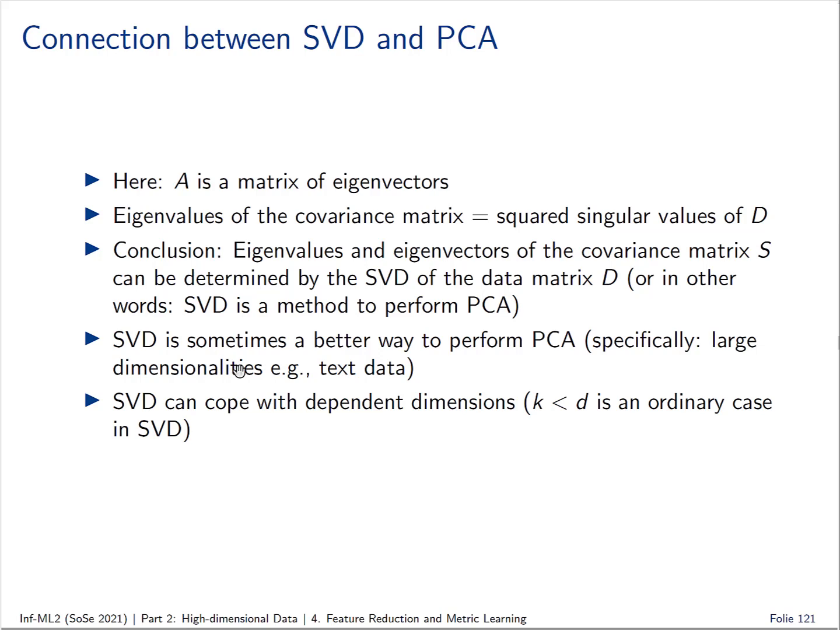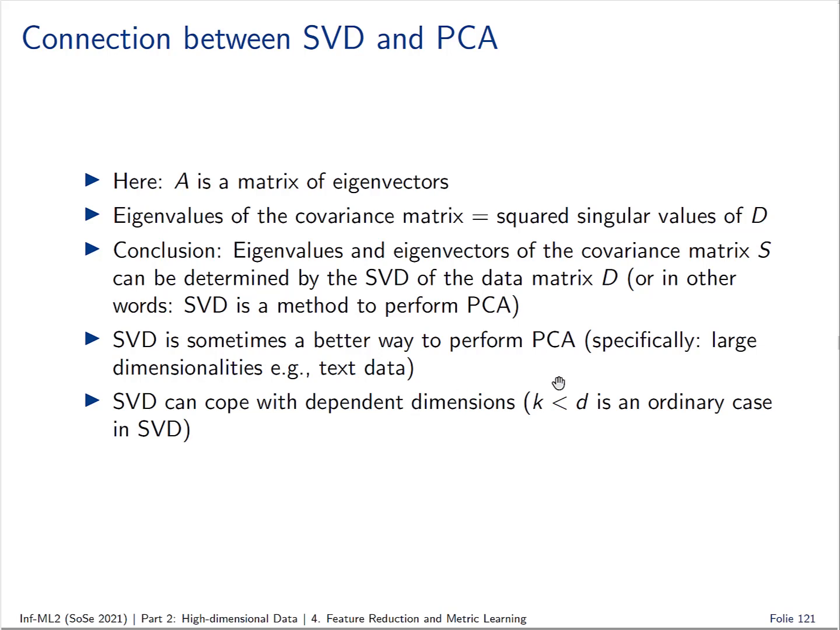And why should it sometimes be better to perform PCA by computing the SVD? Well, especially for large dimensionalities, SVD is much more stable than PCA, especially if you have a lot of dimensions and a lot of sparse dimensions. For example, with text data, SVD is more stable than PCA, and especially SVD can cope with dependent dimensions, which is sometimes a problem with PCA.